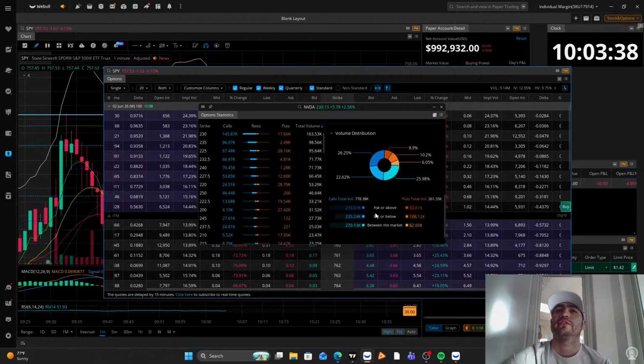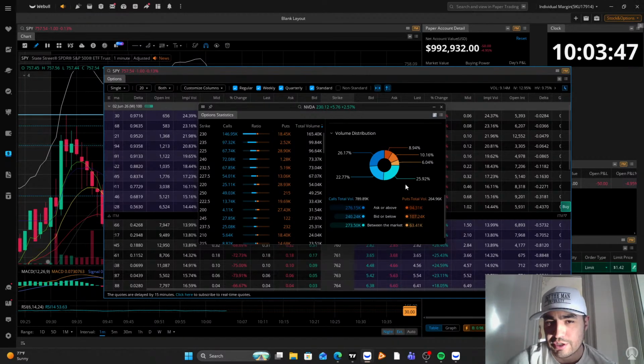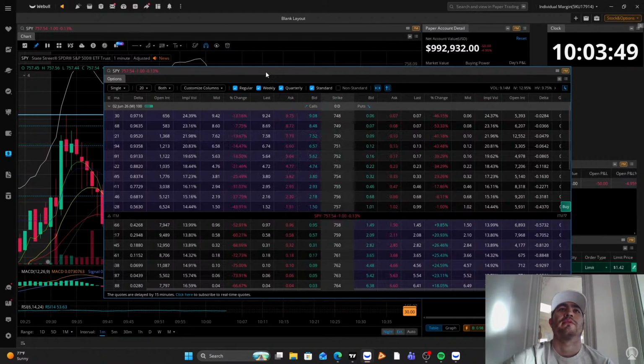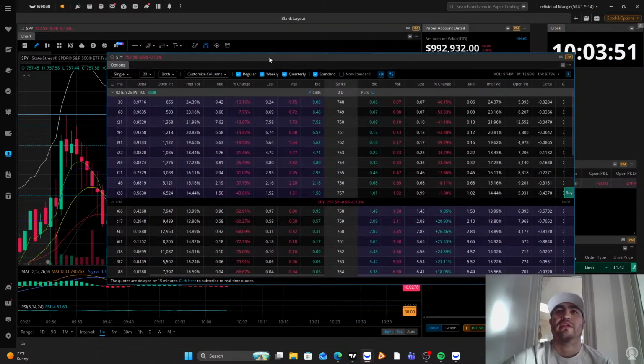Volume distribution, so ask or above. Total puts 261, total calls. So it looks like the bulls are more in charge here. So could be looking bullish. Is that what's happening right now? Yeah, looks like that's what's happening.